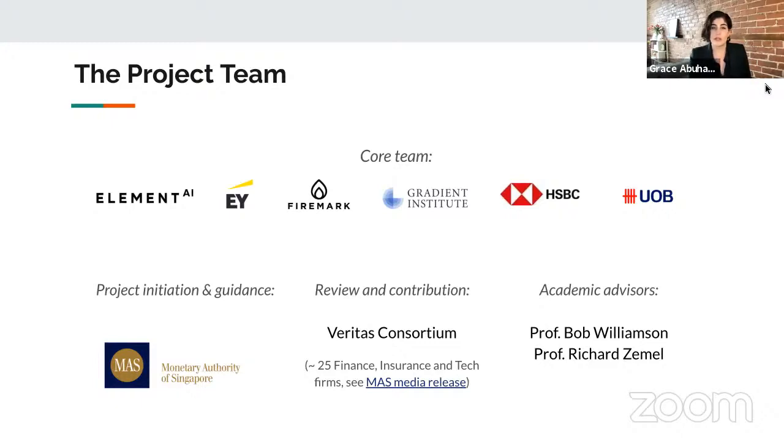The Monetary Authority selected a large team for this project, and we benefited from having an all-hands-on-deck approach, especially with regard to different areas of expertise on the team, including fairness and machine learning researchers, data scientists, and financial sector and management specialists. The consortium itself consists of about 25 finance, insurance, and tech firms, and they provided feedback throughout the process. We'll note here that while we didn't have in our mandate to consult with affected communities directly, the methodology itself recommends that banks do this as part of defining their fairness objectives.